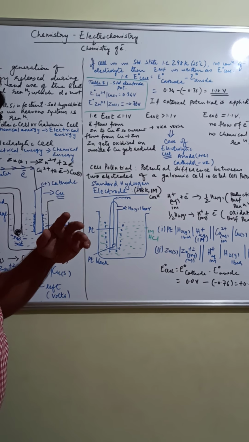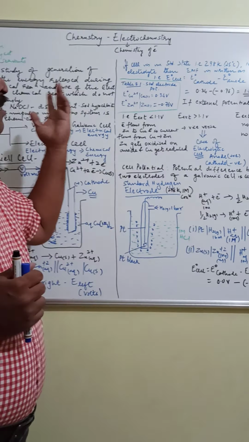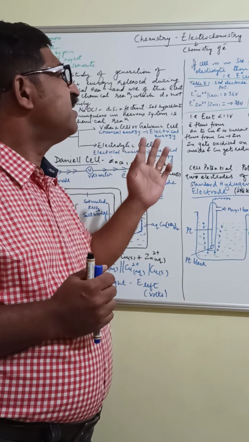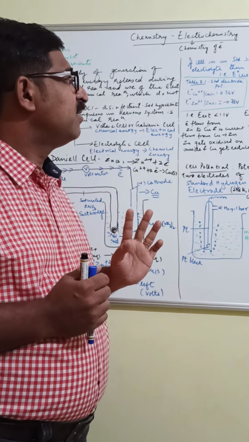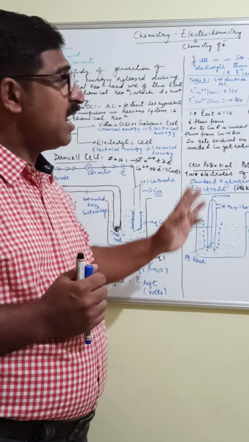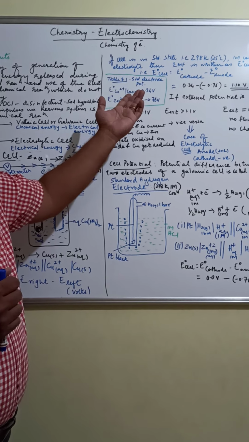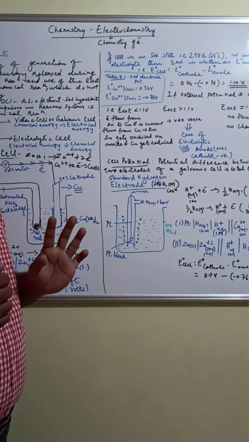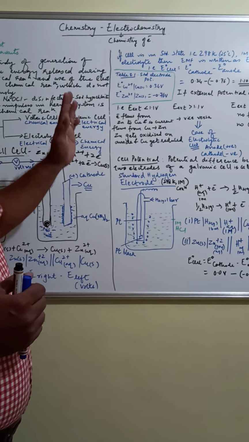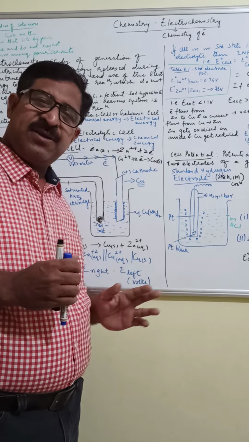E degree cell, that is E naught cell, and the normal cell potential are different. This is under standard conditions. These are always under standard conditions. Standard condition, again I repeat, is 298 Kelvin, that is 25 degrees Celsius, and 1 molar concentration. Clear? So this is the topic that we are covering today.